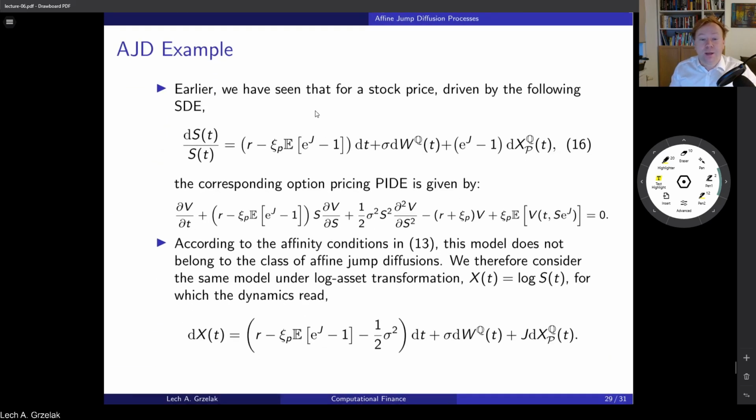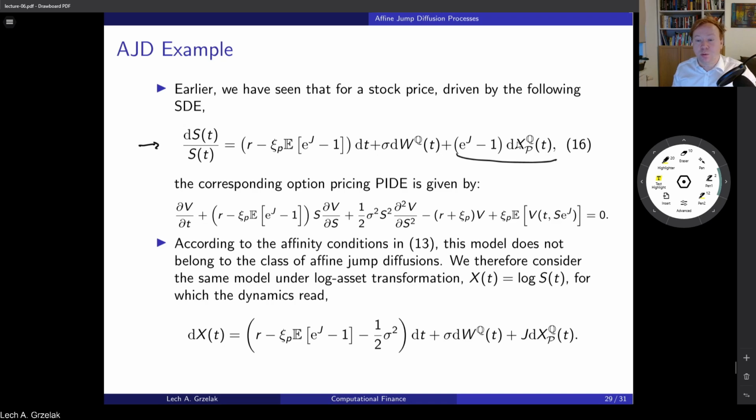Okay, so let's take a look at the SDE we considered before. This is a stochastic differential equation for jump diffusion, a Black-Scholes model extended with jumps. We have already derived this dynamics previously.